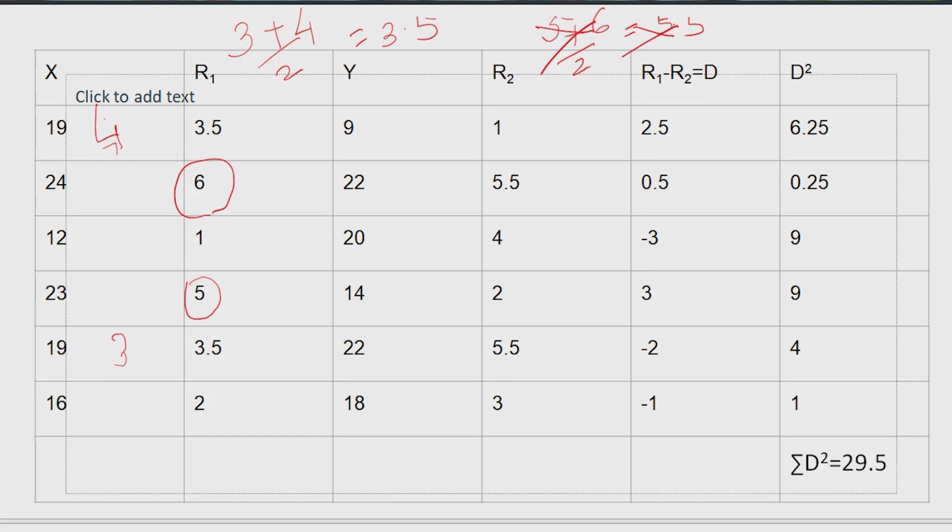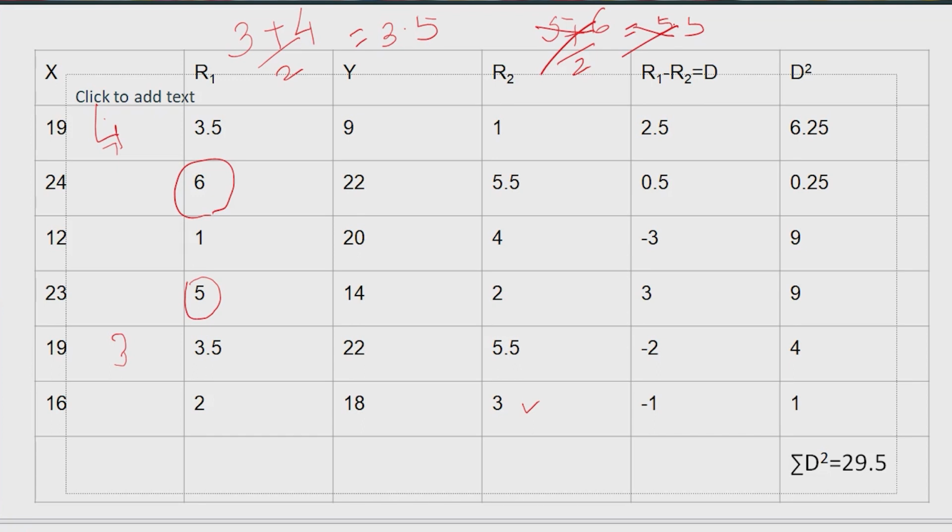Similarly, please do it for the y variable also. The lowest raw score here is 9, so first rank I have given to 9. Then 14 is another, so I have given it 2. Then 18, so that's a ranking of 3. Then there is a score of 20, so I have given the rank of 4. But then we find there are two equal scores, repeated scores.